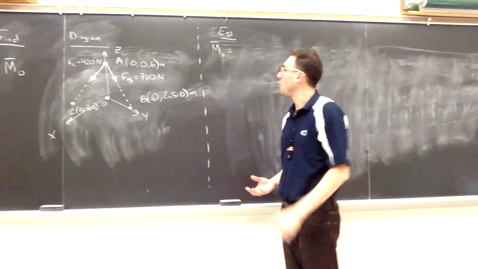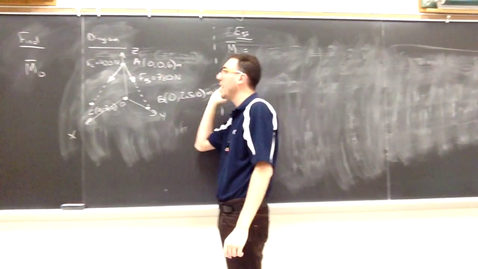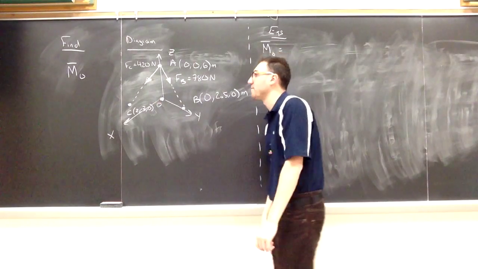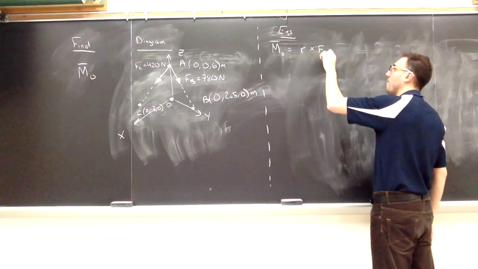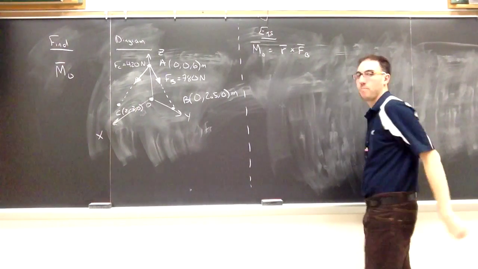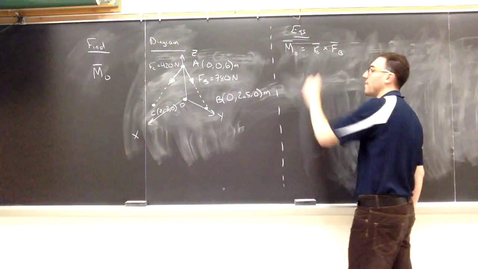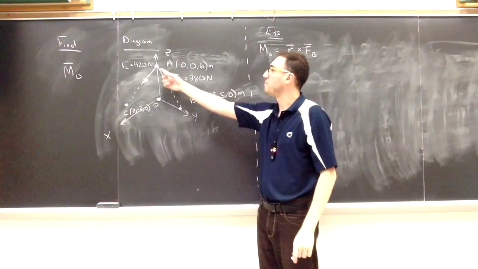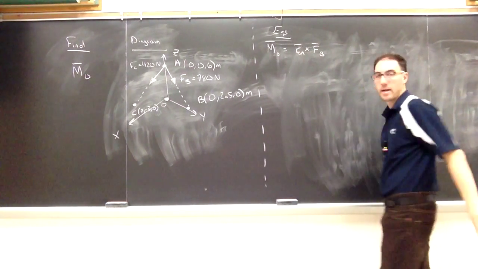I'll use the long form for this. There's going to be a moment contribution from force FB and also one from FC. So we're going to have a cross product for FB, R cross FB. Again, we want the moment around O, so our position vector will start at O. Force FB emanates from point A, so it's going to go from O to A.